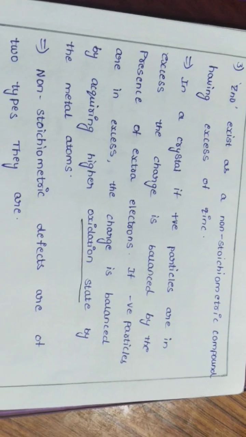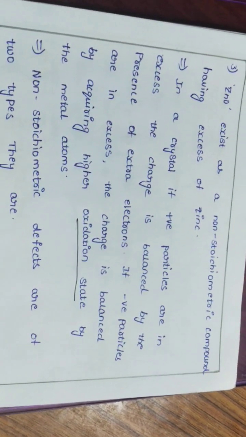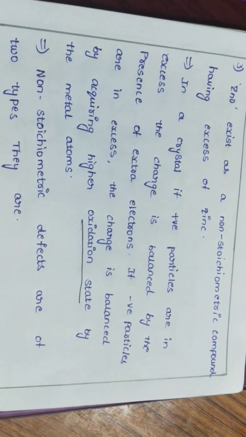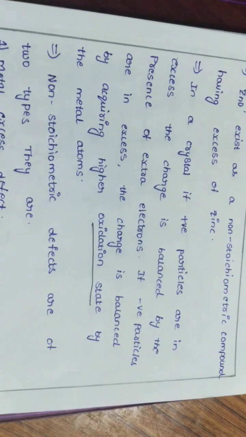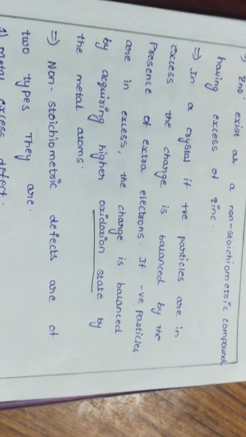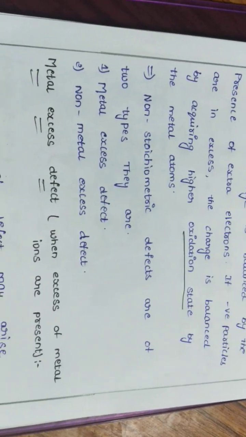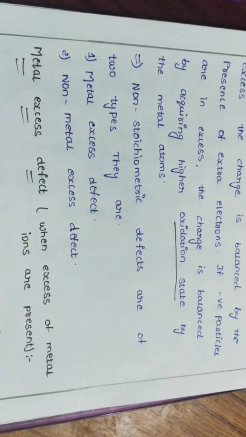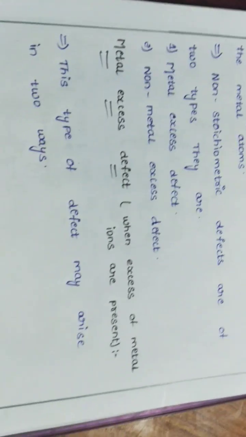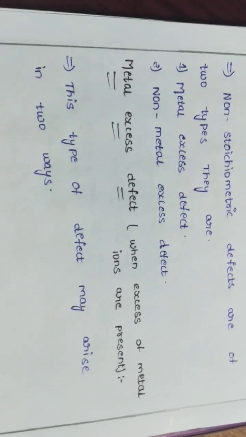In a crystal, if positive particles are in excess, the charge is balanced by the presence of extra electrons. If negative particles are in excess, the charge is balanced by the metal atoms acquiring a higher oxidation state. Non-stoichiometric defects are of two types. They are metal excess defect and non-metal excess defect. Metal excess defect. This type of defect may arise in two ways.